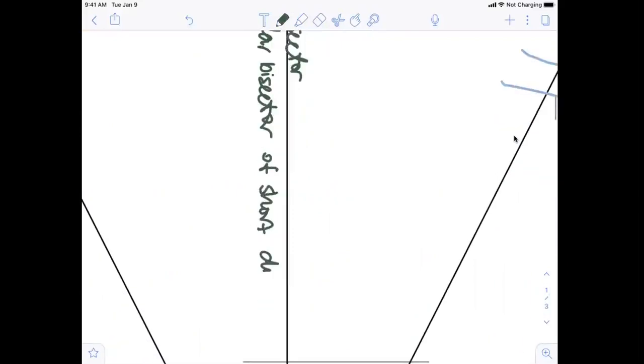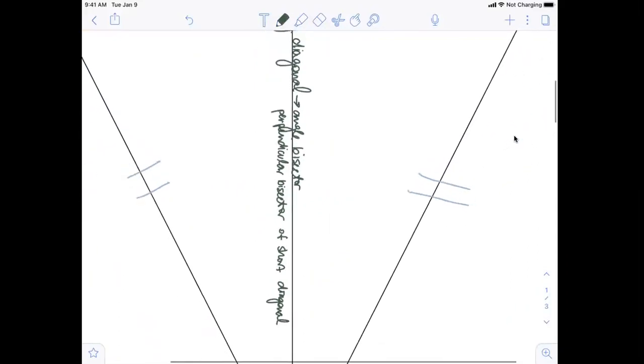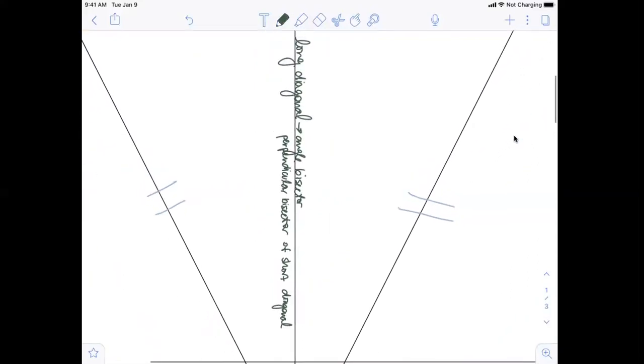I know it's probably confusing for you to see this all come horizontally on your screen. I physically have my iPad sideways so I can write legibly on this, but you might be looking sideways with your head to see this nicely. So the long diagonal is an angle bisector, and it's the perpendicular bisector of the short diagonal. Okay, we've got 2 more properties. Any questions so far?